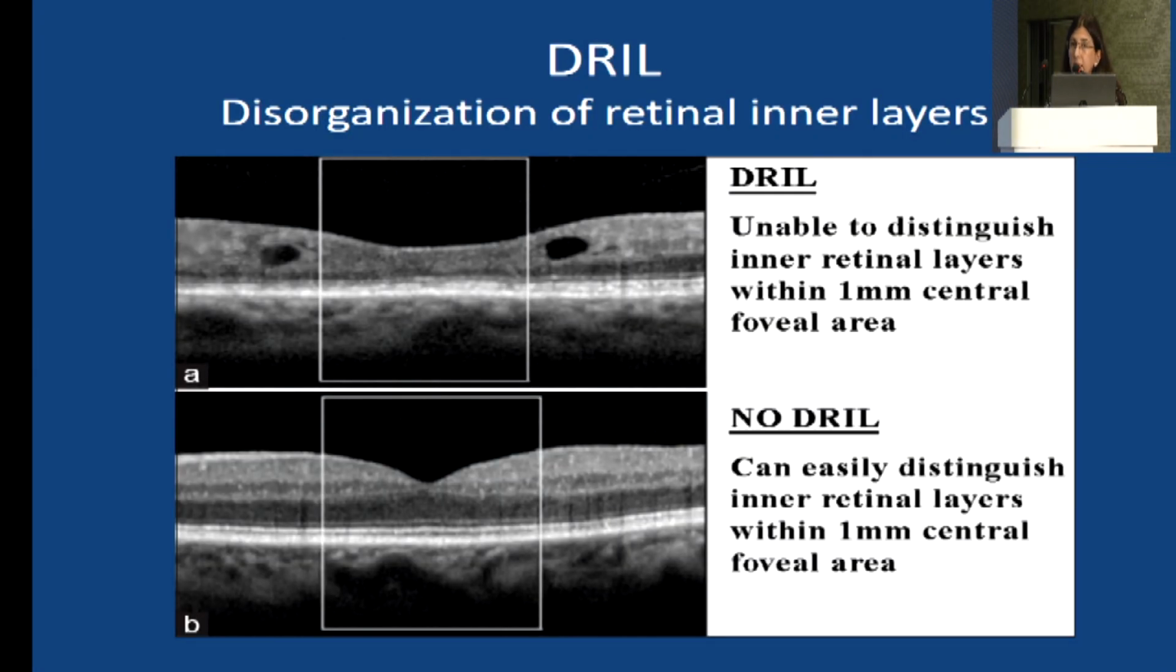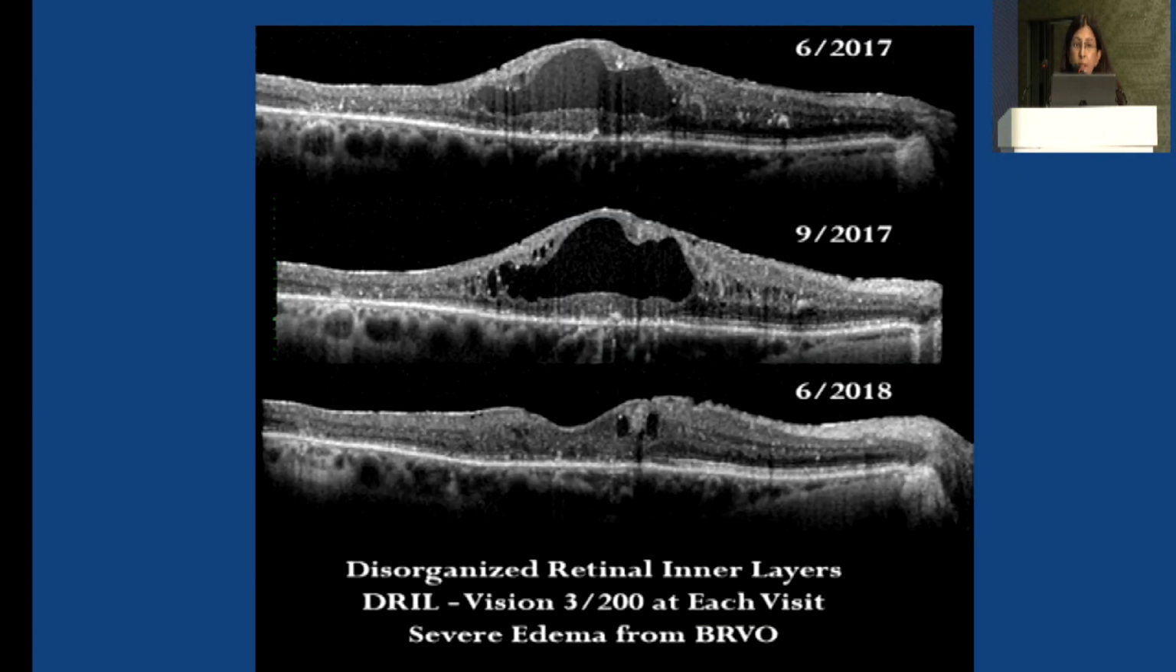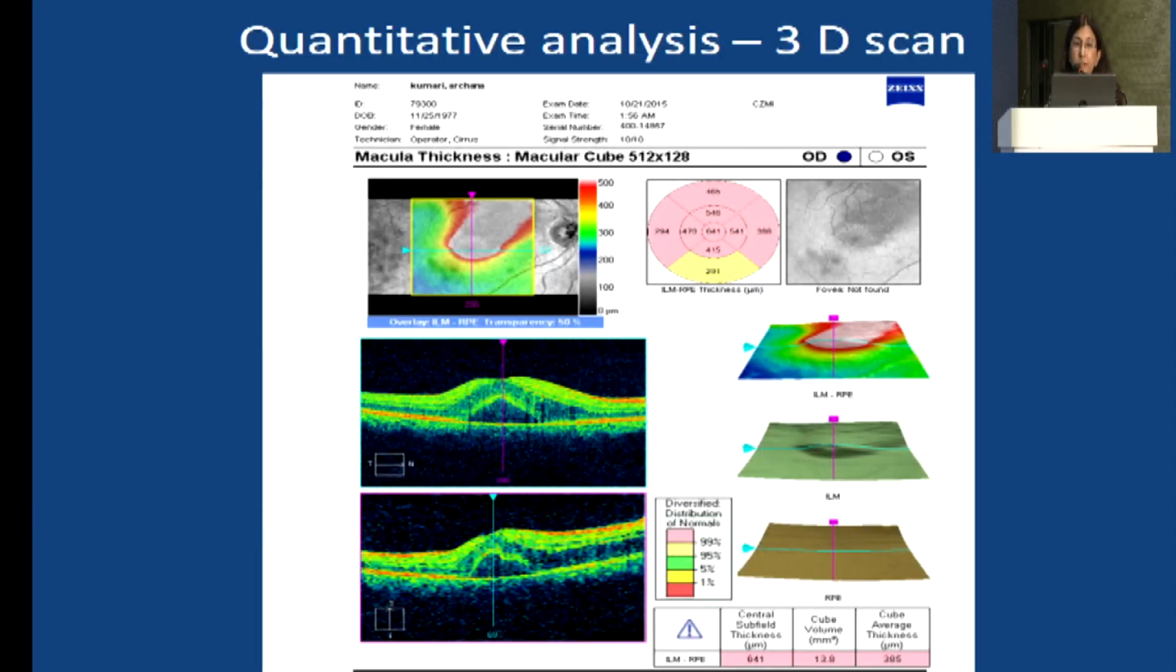DRIL is another terminology. Here, that was in the outer layers. Here, the disorganization is of the inner retinal layers. So here you cannot differentiate. You can differentiate the layers here, you cannot differentiate here. Again, this is an important visual prognostication. It tells of a low visual outcome, even if the edema resolves. So this is a case example: the edema has resolved, but because there is DRIL here, the vision has not improved.